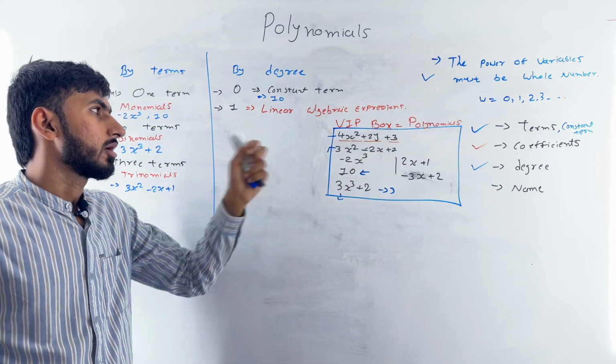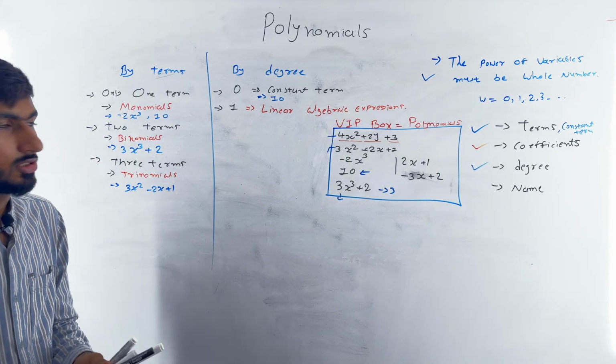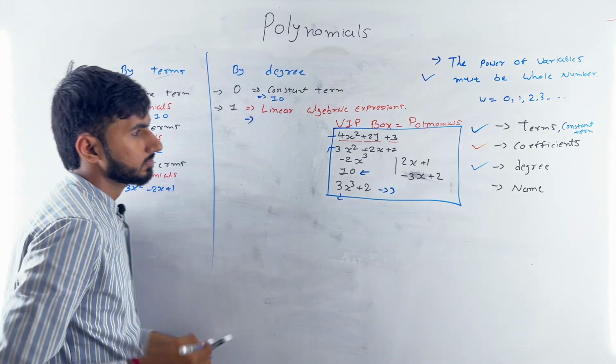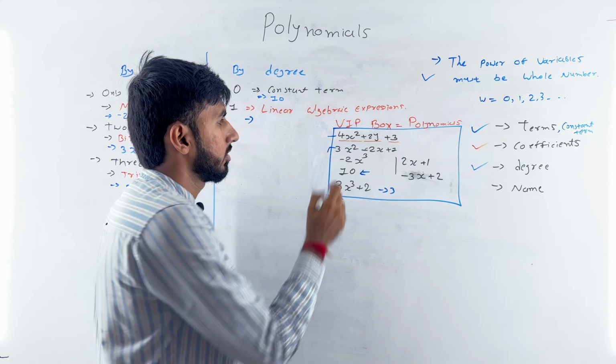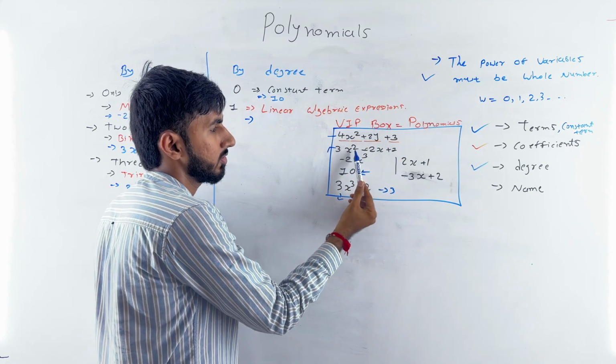Polynomial with degree 1 can be said as linear polynomial or linear algebraic expressions. Now give me the example for the linear algebraic expressions. Identify which of the polynomial has a degree 1. It has a degree 2. 2 is the highest power. For this, the highest power of variable is 2.